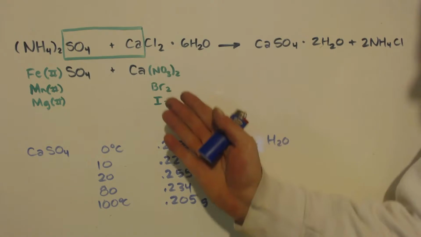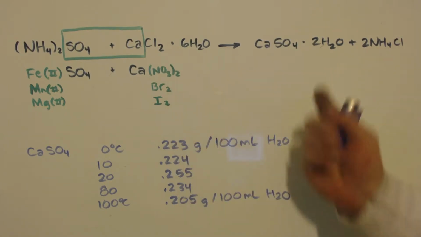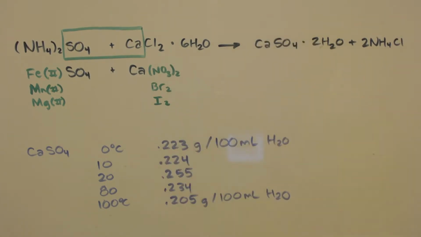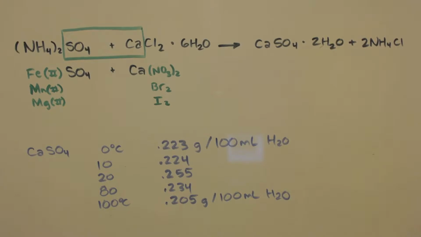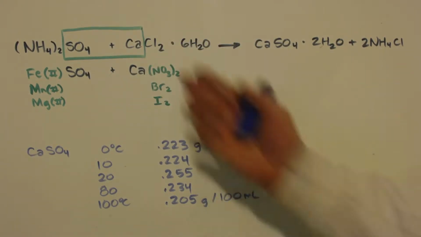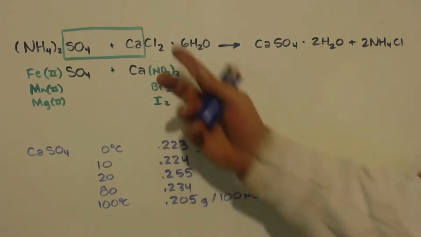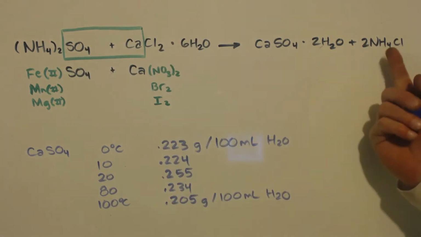You don't have to use any bases. You don't have to use any acids. But the thing is, you need the calcium salt and you need the sulfate salt to do this. That's why I had to make calcium chloride. I already have ammonium sulfate, so I made it just to get the chloride part of this.